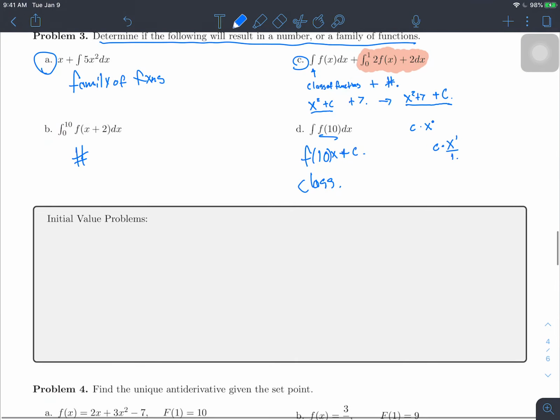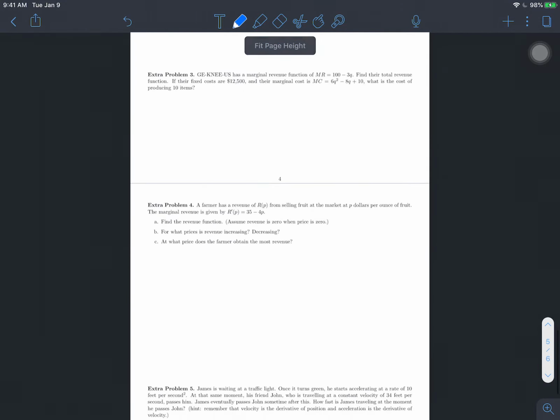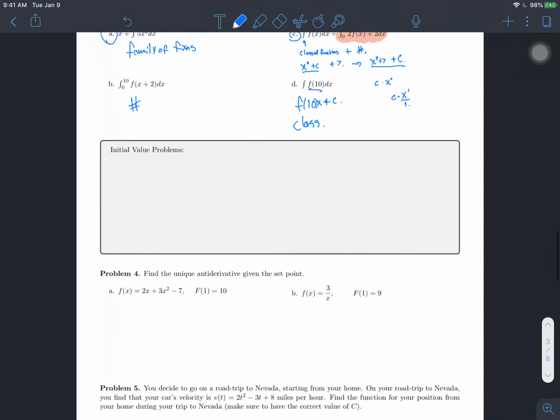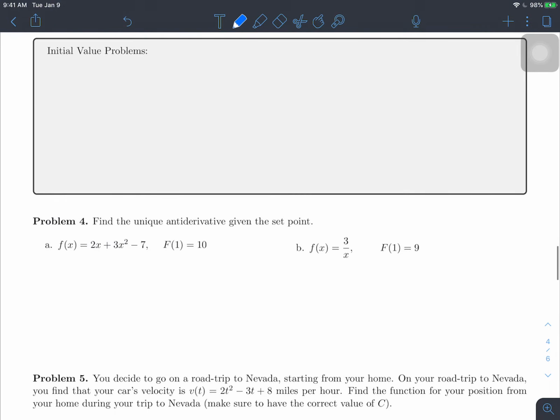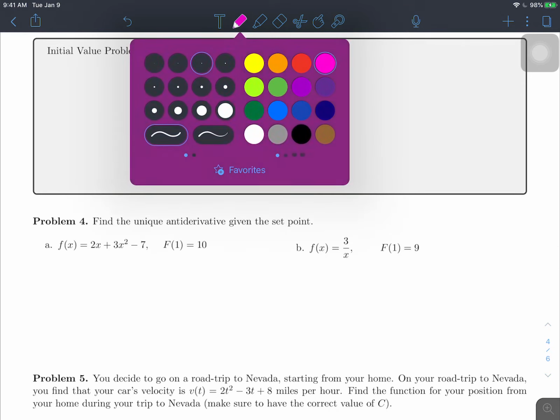Okay, so got 10 minutes left to go over this initial value problem stuff. I know that's kind of a lot of stuff to take in one day, but this is what the schedule demands of us, I guess.